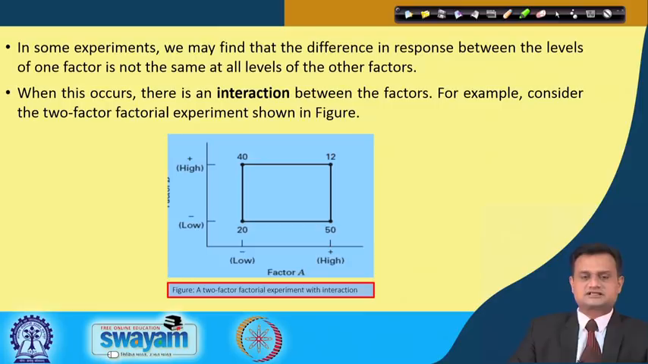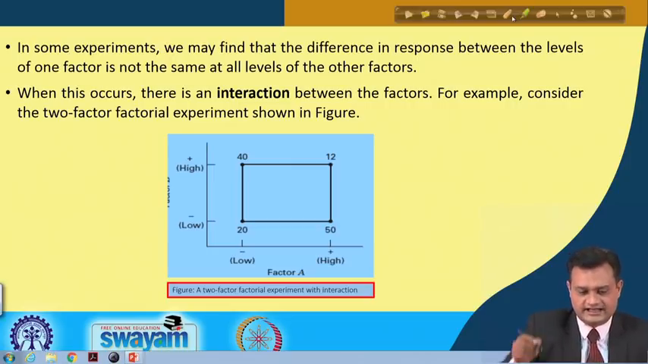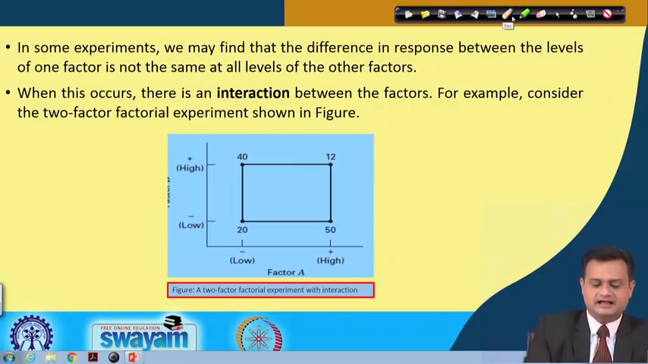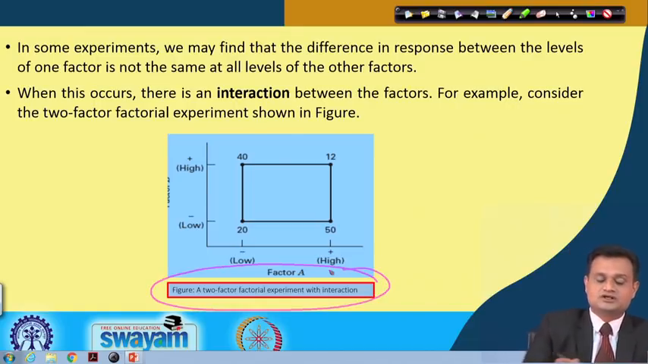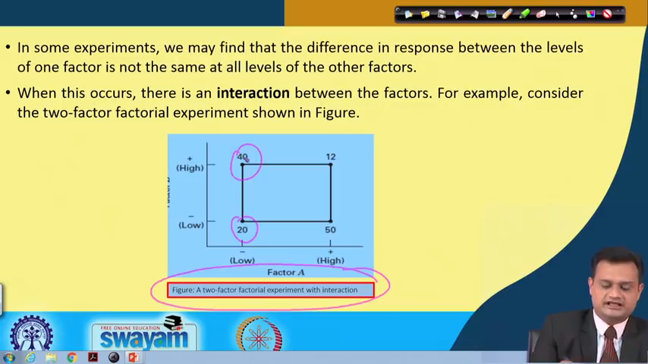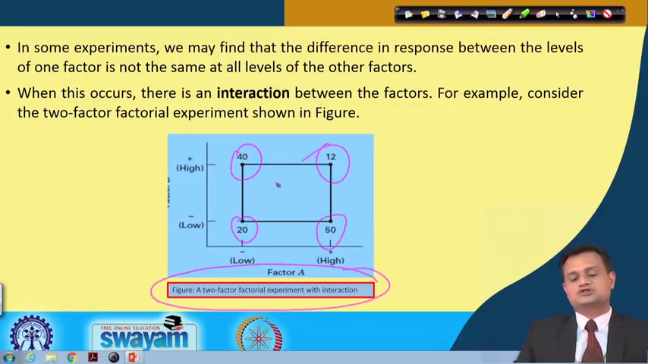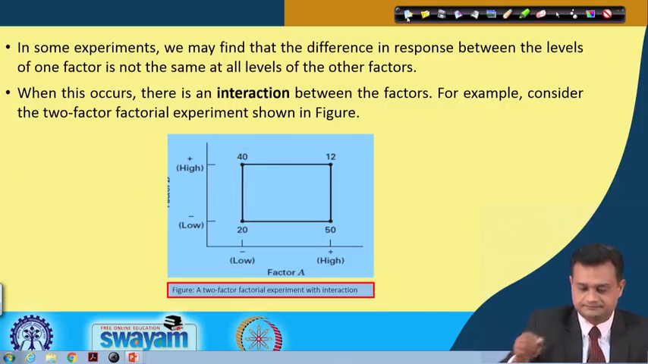So when this occurs, you will say that there is something else, and this something else is basically called the interaction between the factors. For example, consider a two factor factorial experiment, and here I am trying to capture the effect of interaction also. So you have 20, 40, 50, and there is something which is 12. So here I have a suspicion that these two factors are interacting with each other.